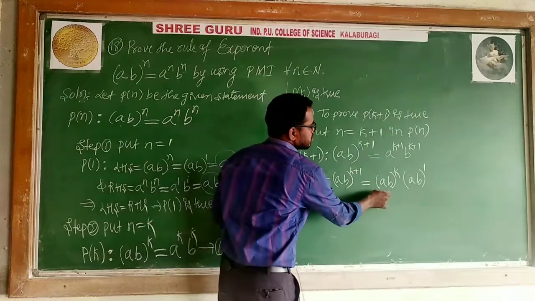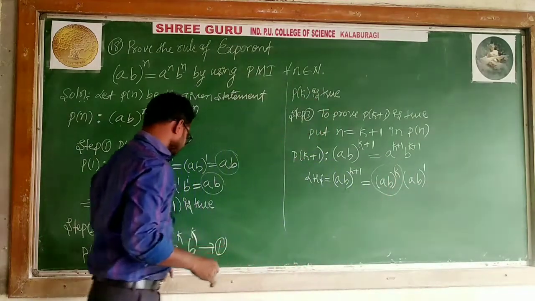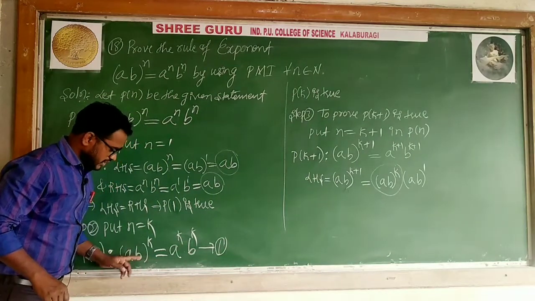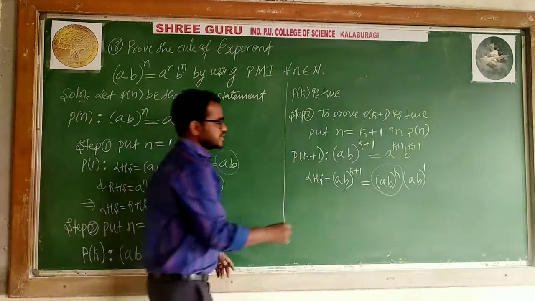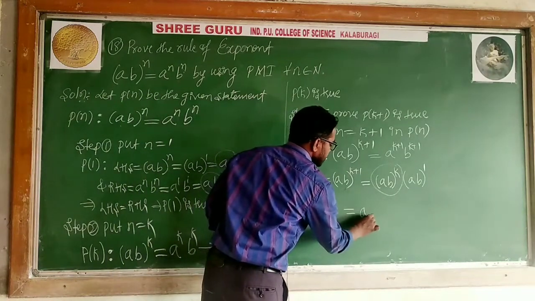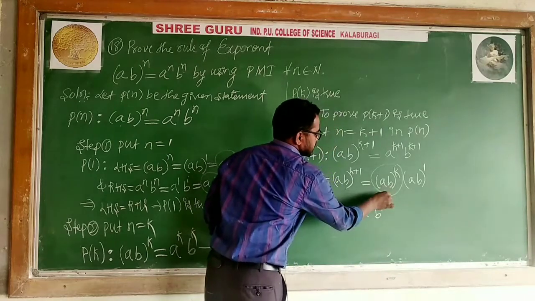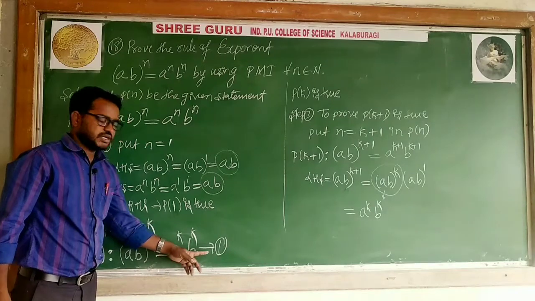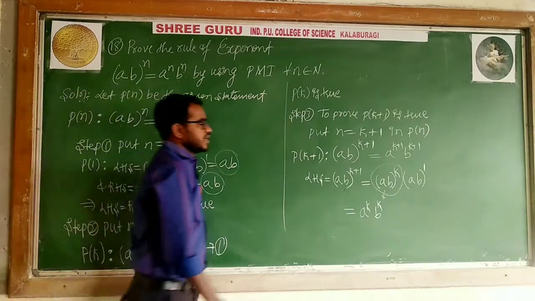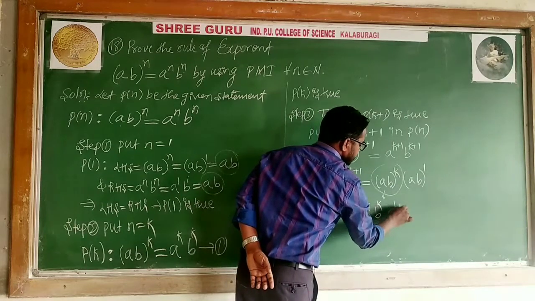What is (ab) whole to the power k? (ab) whole to the power k is a to the power k, b to the power k. Using this, (ab) whole to the power k can be written as a to the power k, b to the power k using equation 1. And (ab) whole to the power 1 is a to the power 1, b to the power 1.